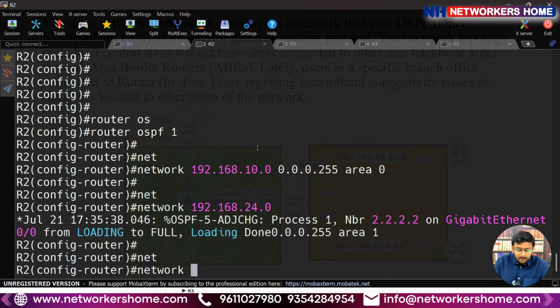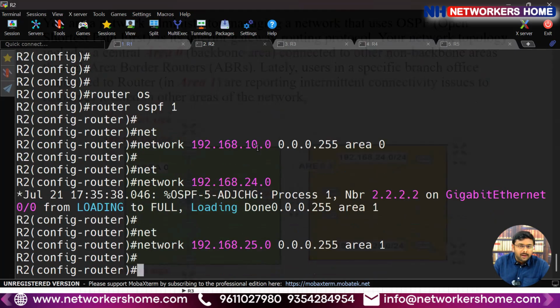Then again one network, 192.168.25.0 with 0.0.0.255, and area is going to be the same, that is 1. So this is the ABR router where we have configured the network information regarding area 0 also, and the network information coming under area 1 also.